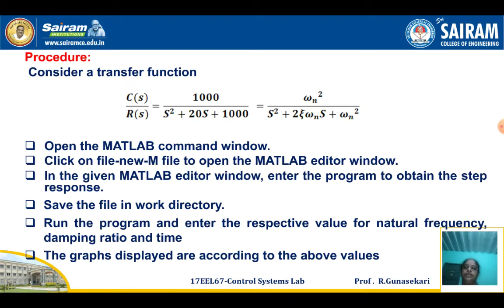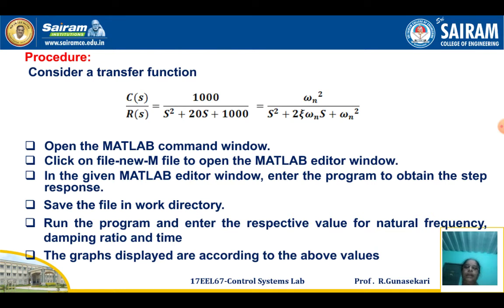Then procedure. I consider one transfer function C of s divided by R of s equal to 1000 divided by s squared plus 20s plus 1000. So this is the standardized transfer function of second order system, equal to what? Omega n squared divided by s squared plus 2 zeta omega n s plus omega n squared.